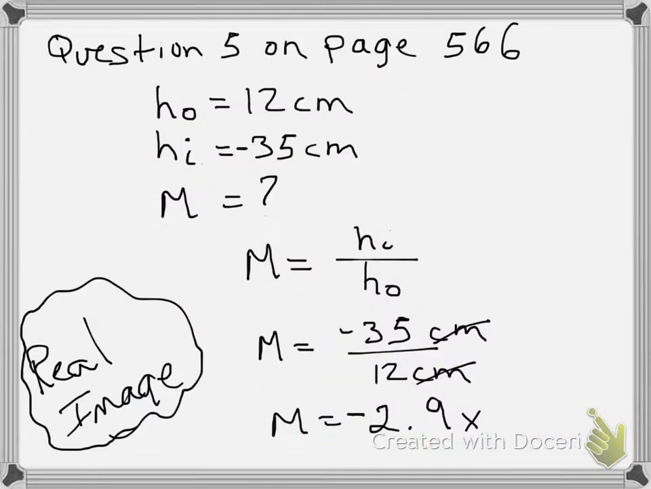So, if you look at question 5 on page 566, again, I would stop, read the question just to get the information down, and see where I'm getting my negatives and positives from. But again, number 5: a vase of a height of 12 centimeters is placed in front of a converging lens. An inverted image of height 35 centimeters is noticed on the other side of the lens. So, object, upright, 12 centimeters. The image is inverted, so it is negative.